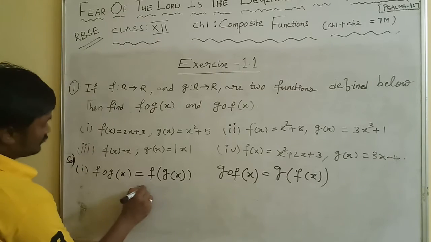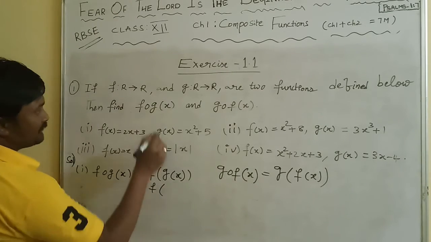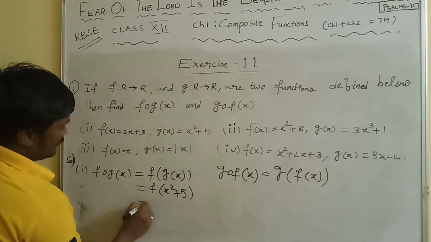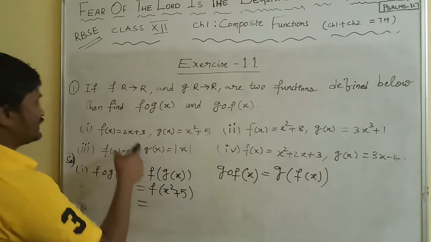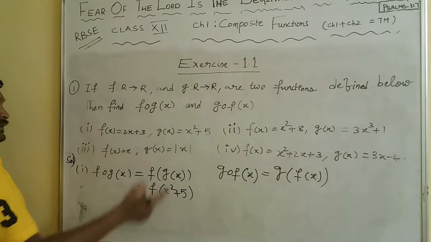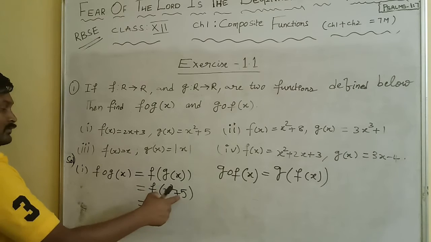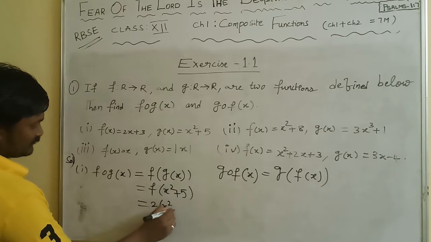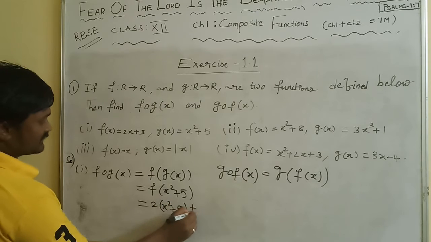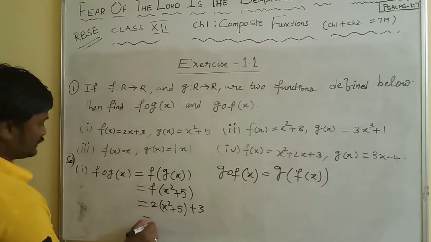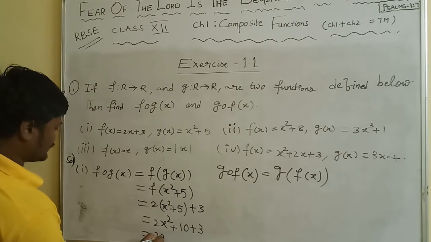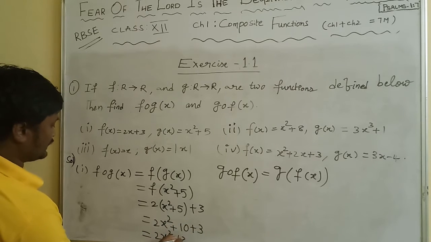So now, what is g of x here? x square plus 5. And f of x is nothing but 2x plus 3. Wherever x is there, substitute x square plus 5. So 2 into (x square plus 5) plus 3. So 2 into x square, 2x square, plus 2 fives are 10, plus 3. So we can write 2x square plus 13.